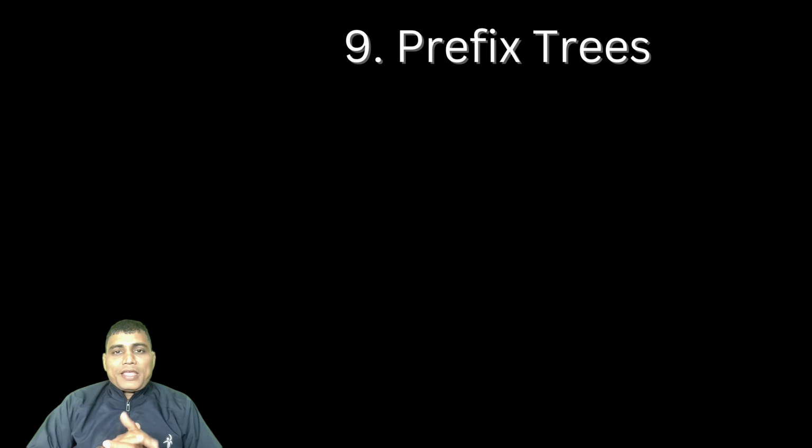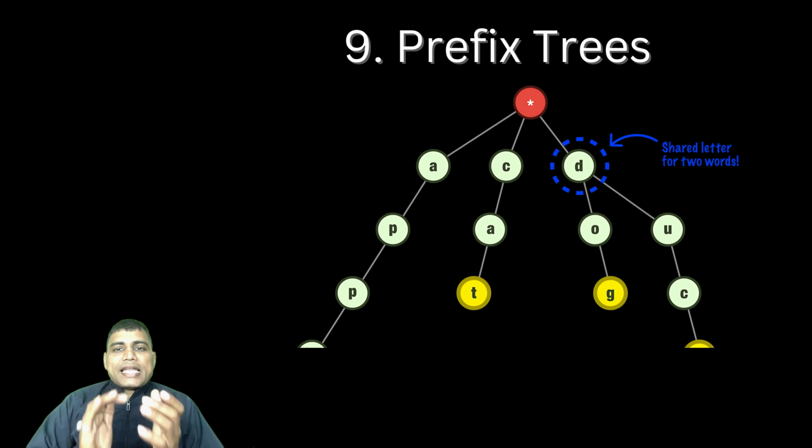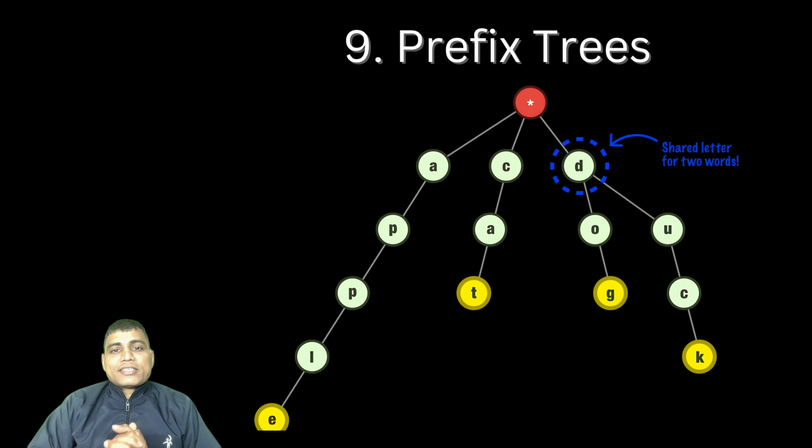Number 9, prefix tree. A prefix tree is a specialized tree-based data structure used for efficient string searching, auto-completion, and dictionary operations. It stores words or sequences in a hierarchical manner, where each node represents a character in a word.